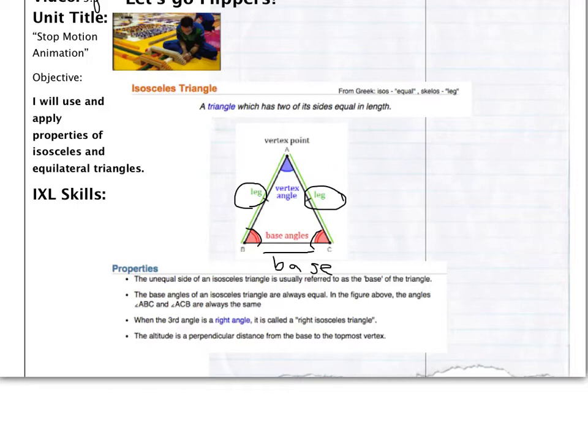Remember, the unequal side of an isosceles triangle is always referred to as the base, which means the two equal sides are the legs. The base angles of an isosceles triangle are always equal. We'll talk about that in a second. And when the third angle is a right angle, the whole triangle is called a right isosceles triangle. Moving on.